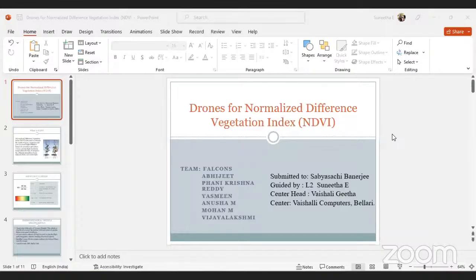Thank you. So now we move on to the third team, Vaishali Computers.